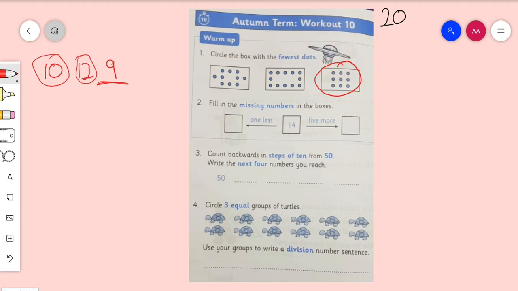Now let's do question number 2. It says fill in the missing numbers in the boxes. We have the number 14, and it says 1 less than 14 will go in this box. We need to see what's 1 less than 14. We can count backwards: 14, and then backwards 13. It means 13 is 1 less than 14.